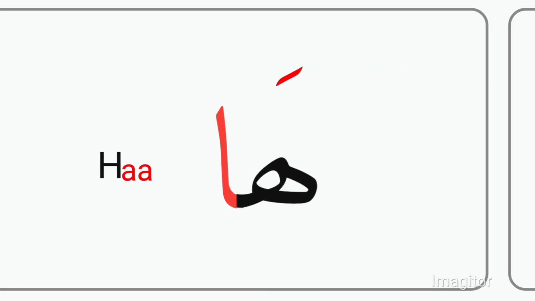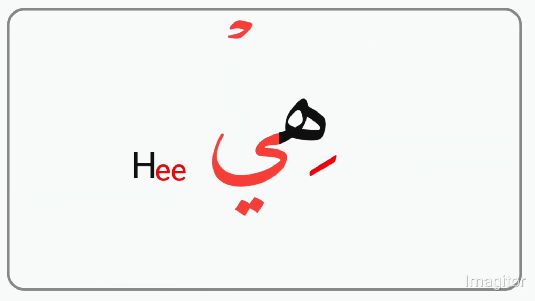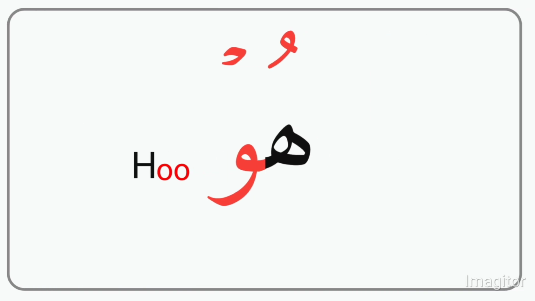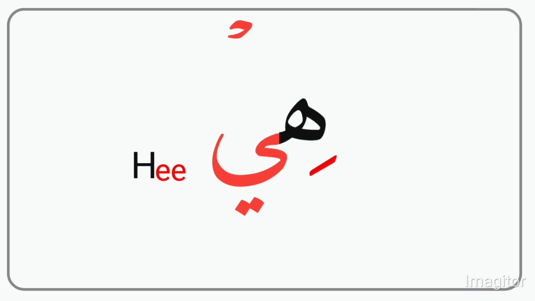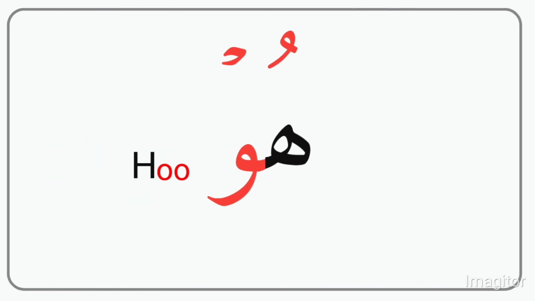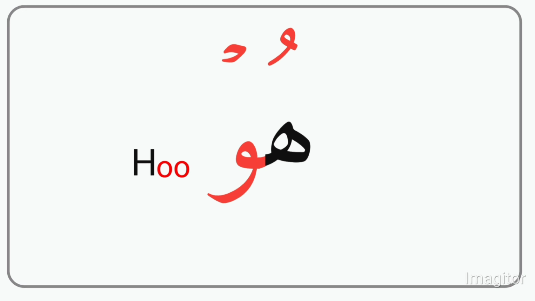Ah, yi, oo. Now once again. Ah, yi, oo. Now the second H soft sound with double vowels to give length and stress.